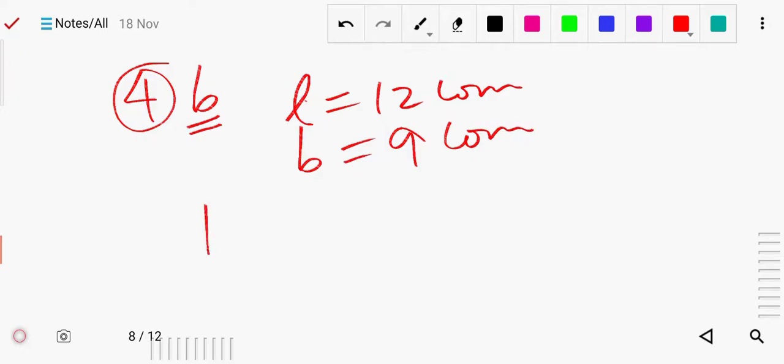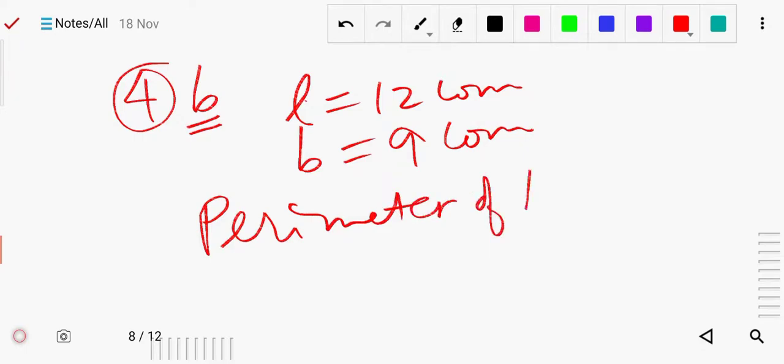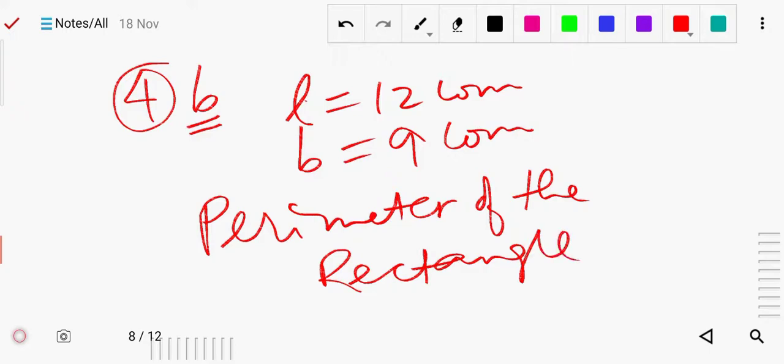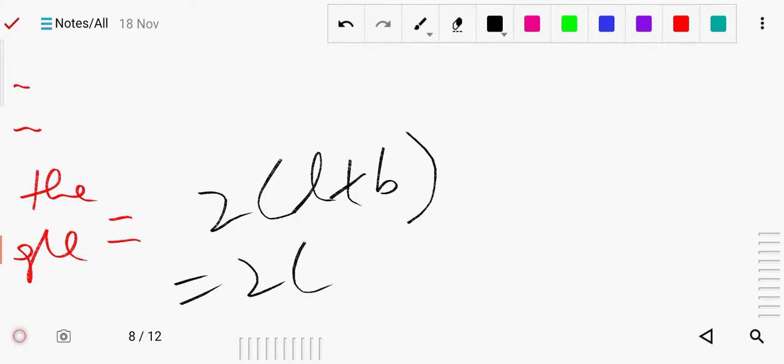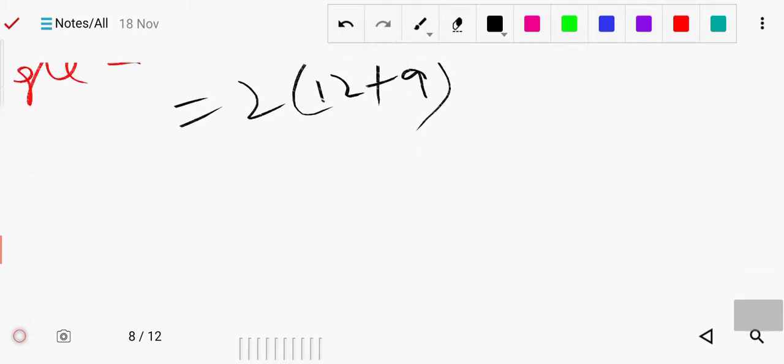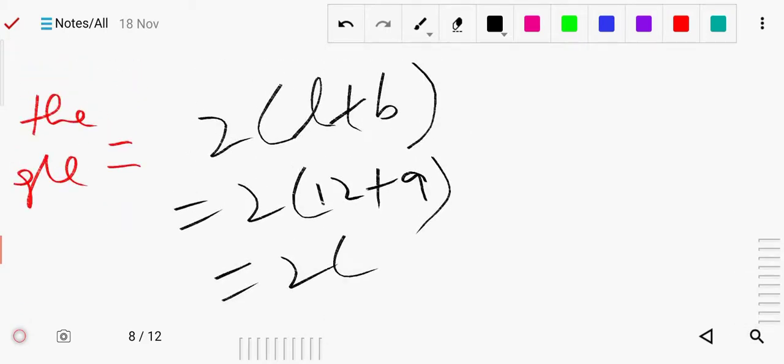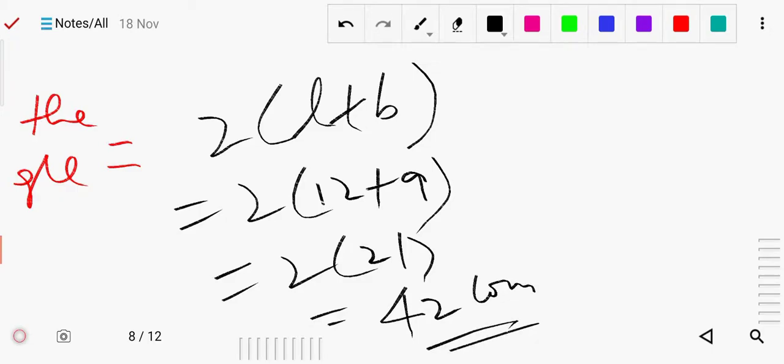So simply you have to write the formula for the perimeter of the rectangle. Perimeter of the rectangle you have to write, and then the formula: 2 into (L plus B). Then, what is the value of L? L is given 12. And what is the value of B? 9. So 12 plus 9 will be 21. Now you multiply by 2, so your answer will be 42. So 42 centimeter is the perimeter of this rectangle.